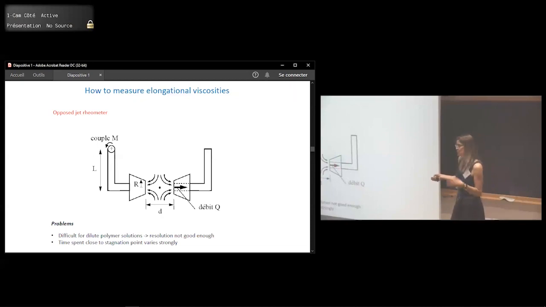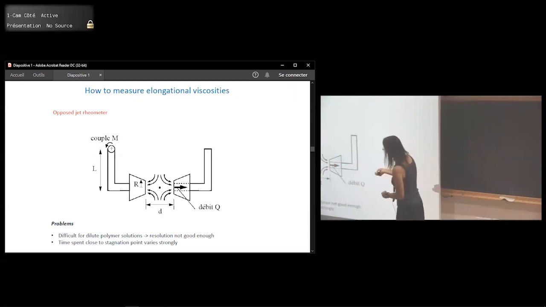So there are possibilities to create this in a macroscopic flow. You can put your solution of polymers in this device, you suck in fluid from two sides, and you create this stagnation point flow. For very dilute polymer solutions, it's actually very hard to get a good resolution of what you want to measure here.